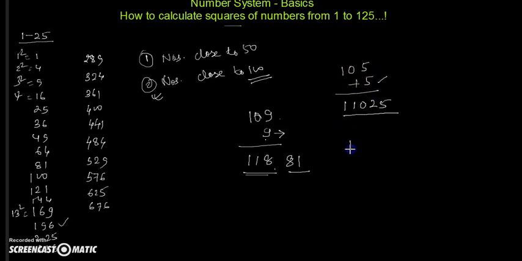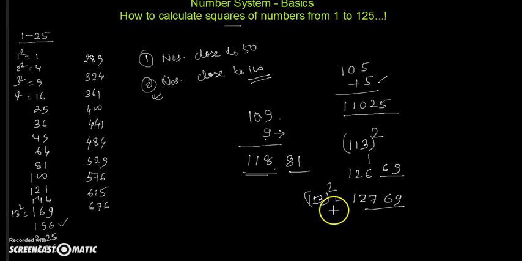Let us take a bigger number, say 113. If you take the number 113, you can get the first few digits. How? 113 is 13 more than 100. You add 13 to it, you get 126. The last two digits will be the square of 13. 13 squared is 169, so you place 69 here and 1 is carried over to 126, which will make it 12769. 12769 is the square of 113. Hope you understood the method of calculating the square of numbers which are more than 100.